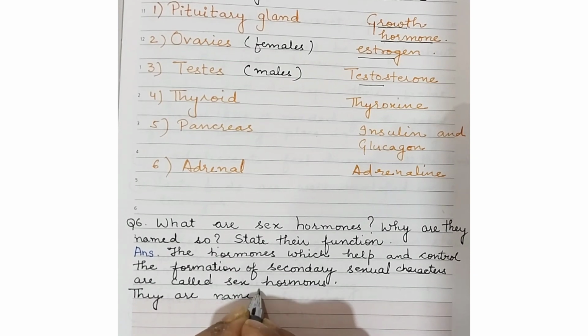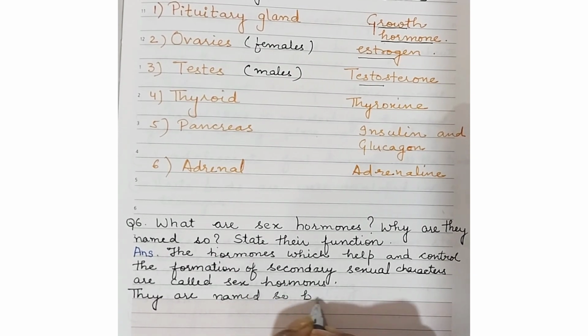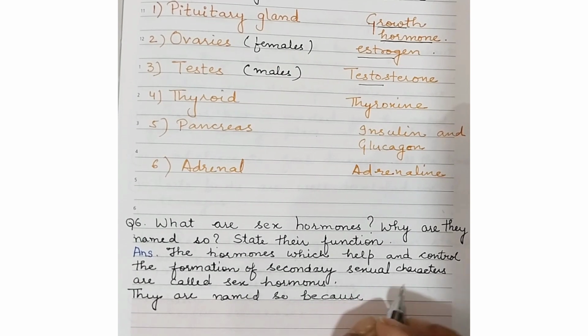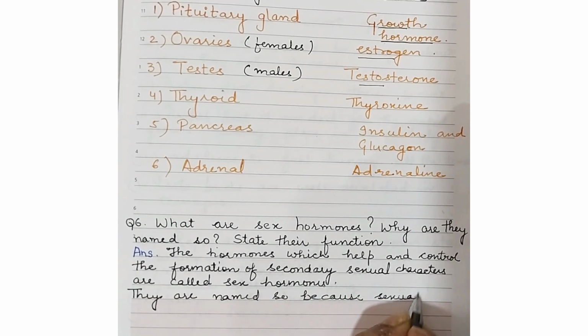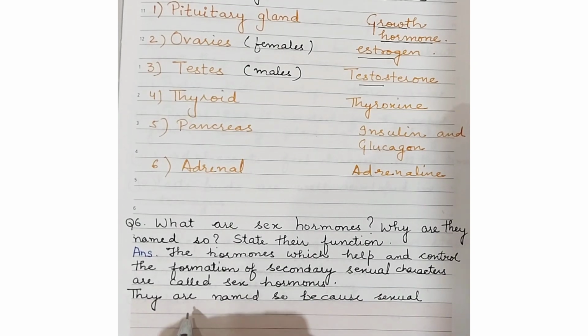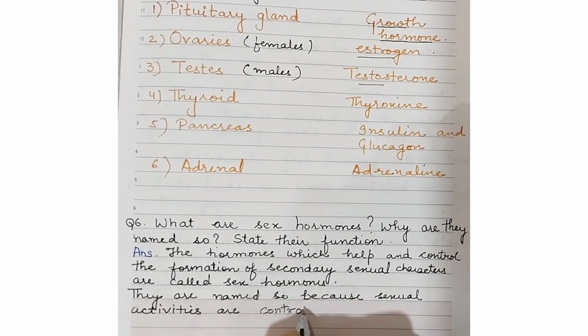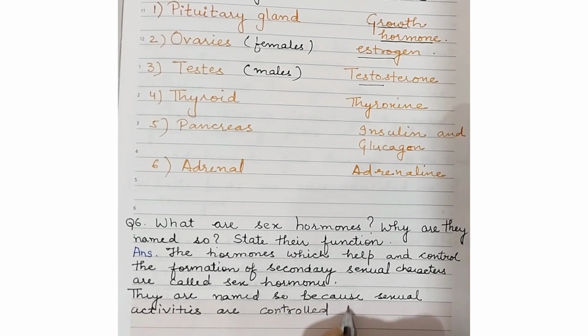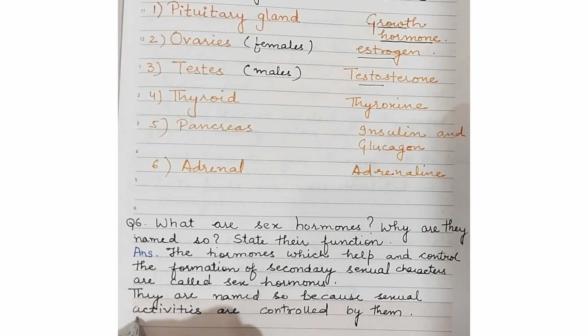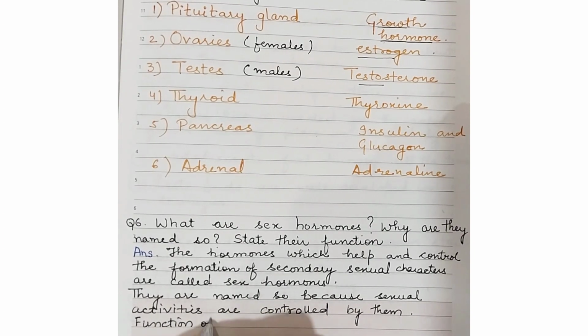Now, why are they named so? We call them sex hormones. Why do we call them sex hormones? Because the sexual characters or the sexual features of an organism are controlled by them. Right? All the activities of reproduction, or you can say the sexual act, are controlled by them. That is why they are named so.